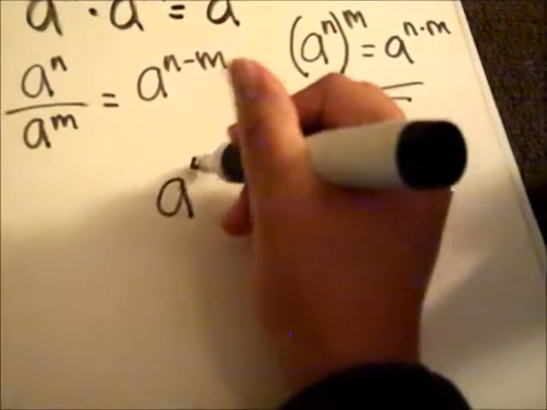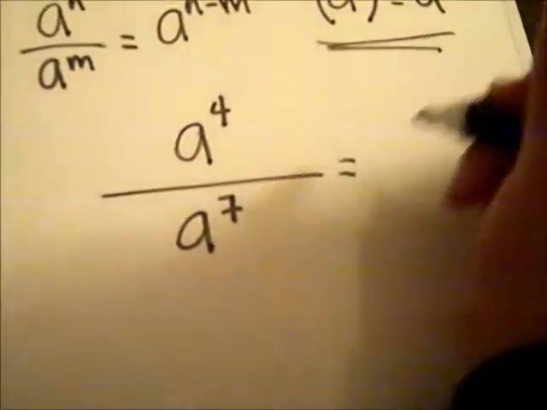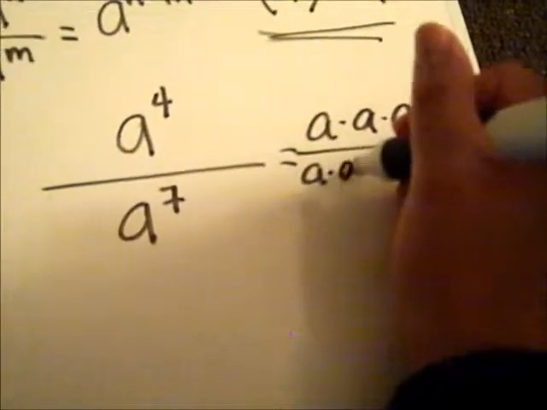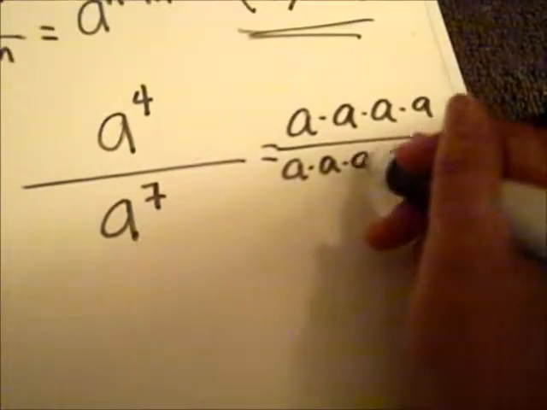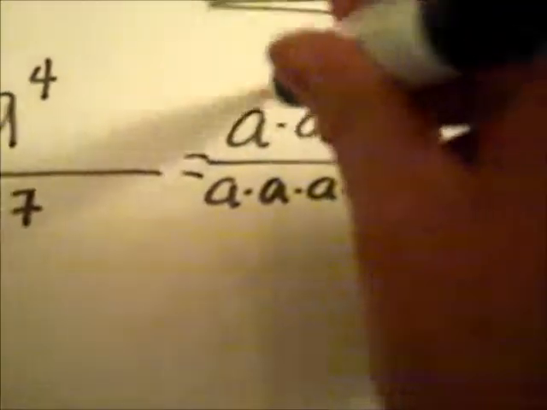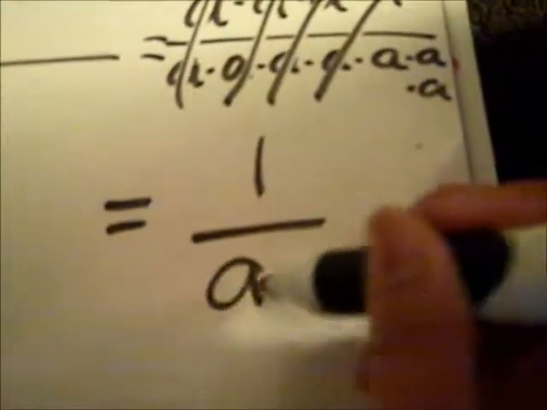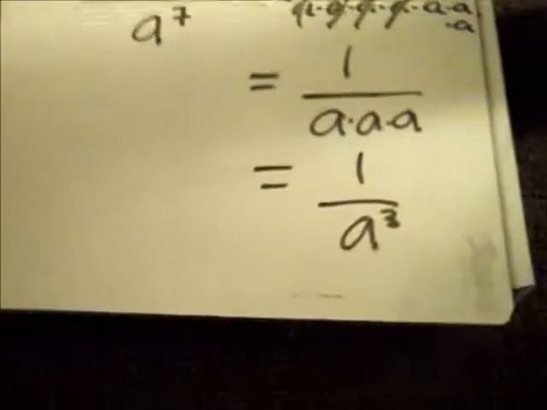So, okay. A to the 4th power over a to the 7th power. Let's say we have this. Okay, this is a times a times a times a over a times a times a times a times a times a, I think I need one more, times a. Okay, sorry. Let's cross these out, and let's see what we're left over with. Oh, we're left over with 3 a's in the denominator now. So this is going to equal 1 over a times a times a, or 1 over a to the third power.